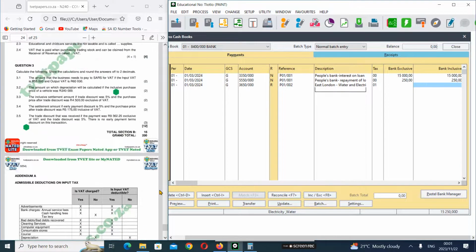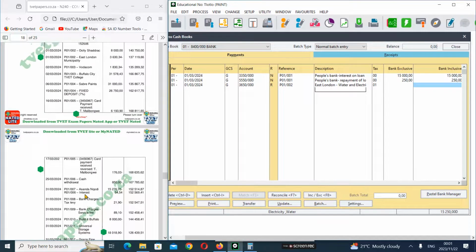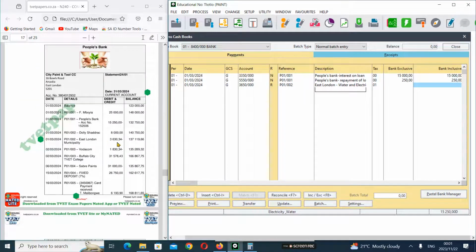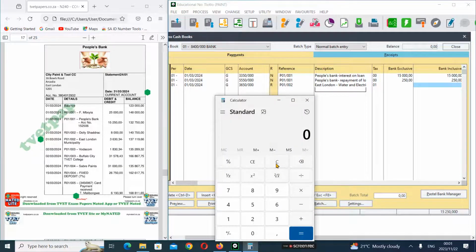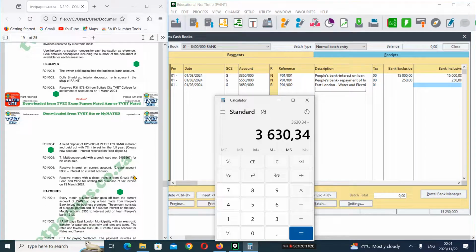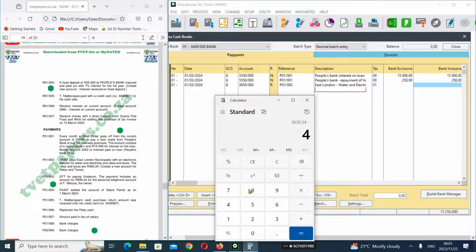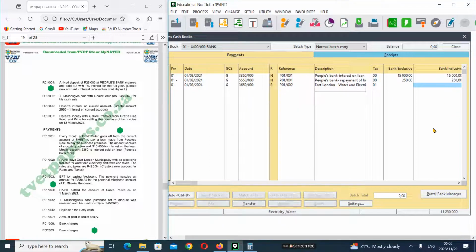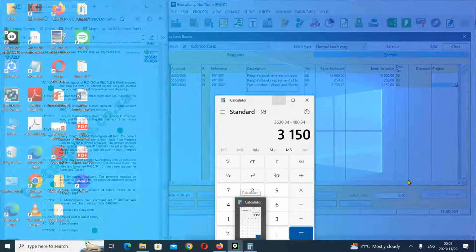The amount, so they're saying the 480 is for rates and taxes. So the total amount, what is the total amount? P2. So this is the total amount, which is 3680,34, minus, we need to minus that amount there, rates and taxes, which is 480,34. Here's the amount here, and then we will get 3,150. So this 3,150 is for water and electricity, which is what we write here. Let me just confirm. Yes, 3,150. Tab.